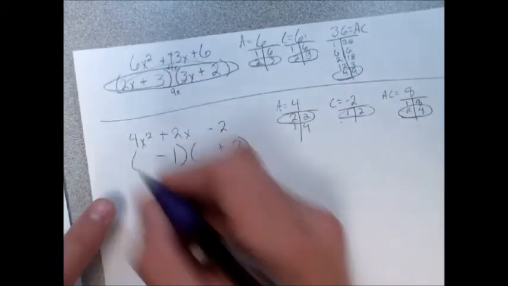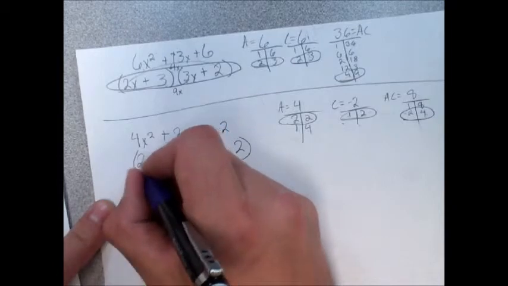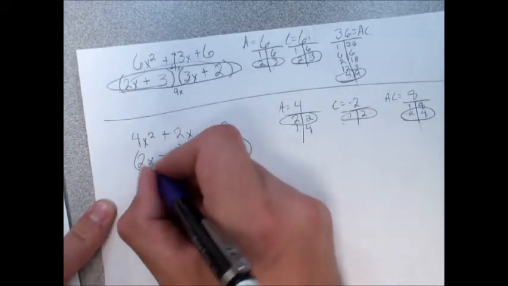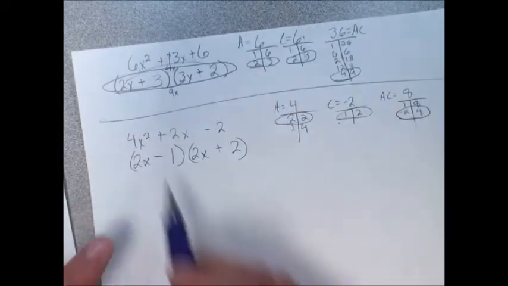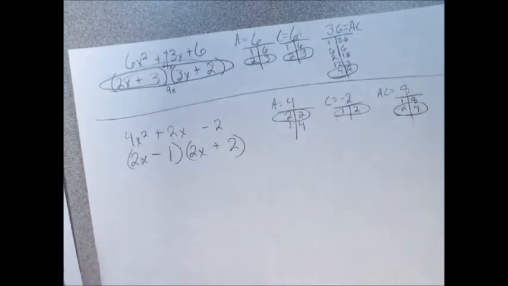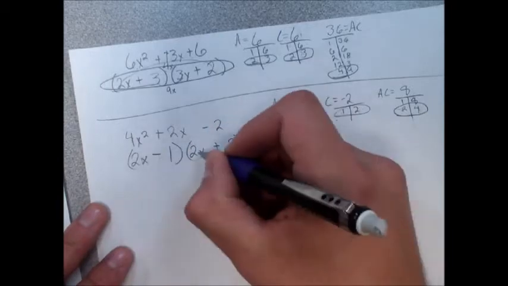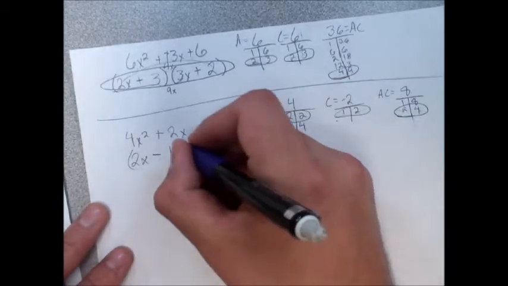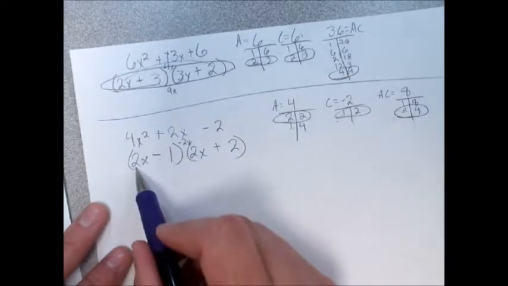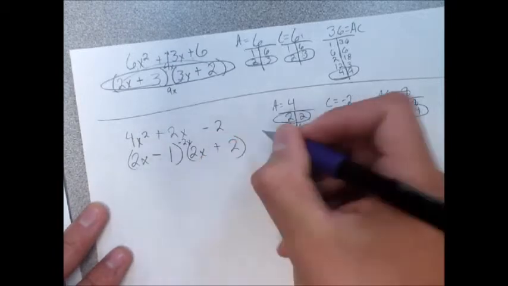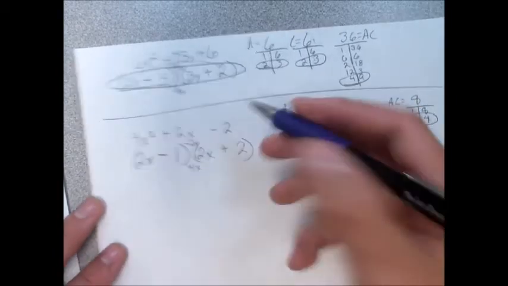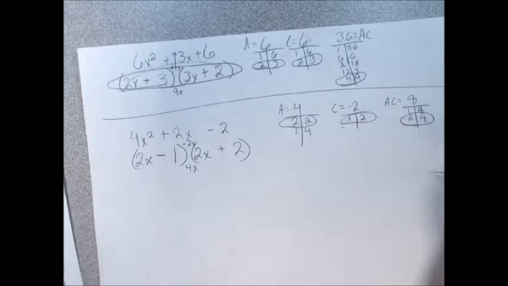So I know I'm going to have 2 up front on each of those, and x. Now if my minuses are in the right place, then we're good to go. So let's figure out if we're in the right place. Negative 1 times 2x gives me a negative 2x, and then I get a positive 4x here. When I add those two together, I get a positive 2x, and it works.